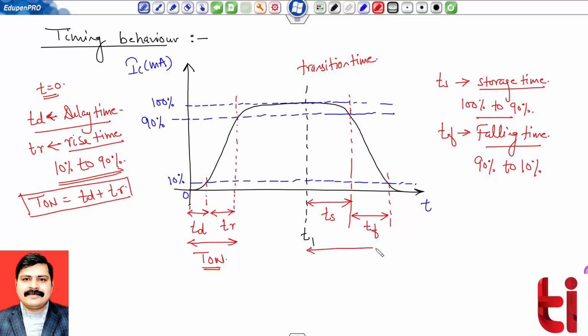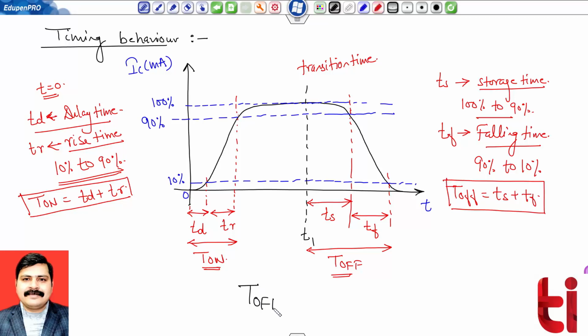So my T off, that means the off time of the transistor, is nothing but T off equals storage time plus falling time. In general, T off is more in comparison to T on. So depending upon T on and T off, one can choose an appropriate transistor for a particular application. Okay, so these are the practical considerations for the timing behaviors of a transistor.